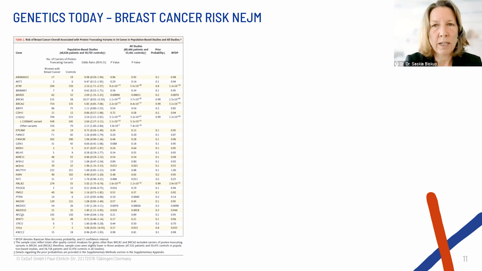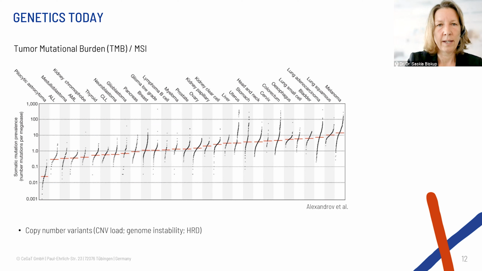If you look in the New England Journal of Medicine, you find a recent publication on breast cancer risk, and it's interesting. You don't need to see the detail, but what it shows is that it's not enough to look for BRCA1 and 2. There are many more genes involved in DNA repair that give a risk for breast cancer. So if you do testing only for BRCA1 and 2 and you don't see anything, that's by far not enough.